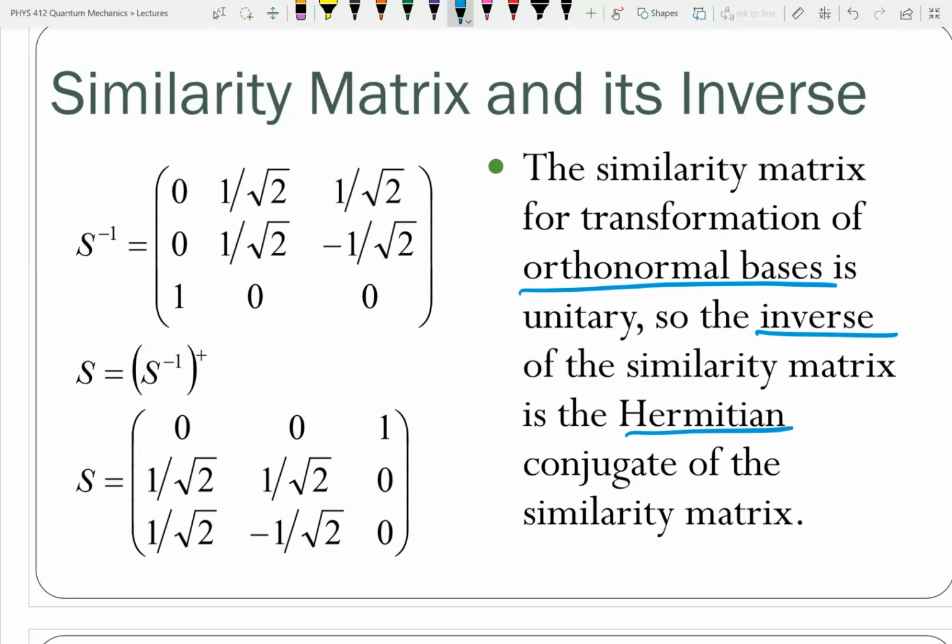Hermitian conjugate, which means you transpose it, you reflect it about this axis, and you take the complex conjugate. Now, in this case, my matrix was all real, so the complex conjugate part doesn't show. But you do have to remember you're taking the complex conjugate as well. So I just reflected it. I have this one moved from there to there. Those moved across. And there's my similarity matrix. Very quick process.